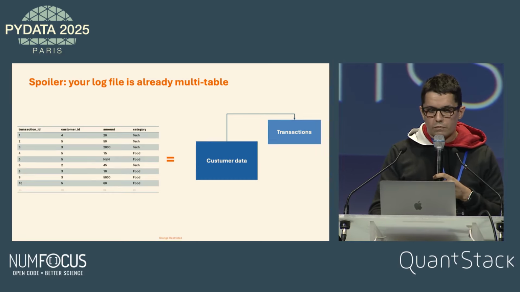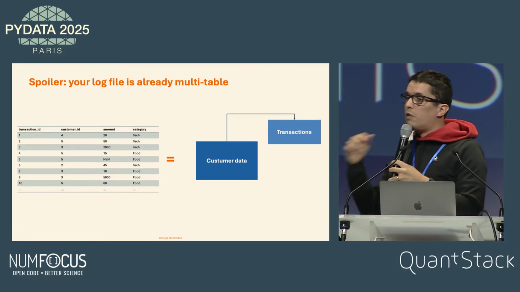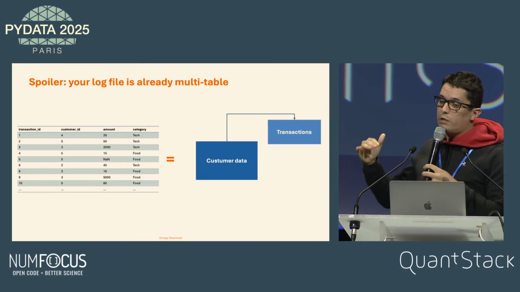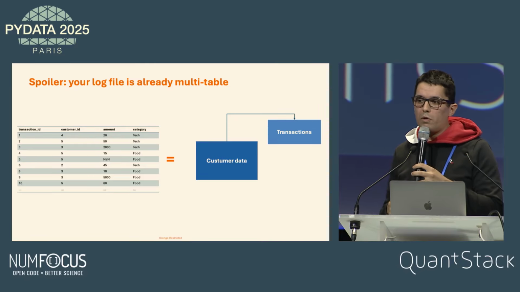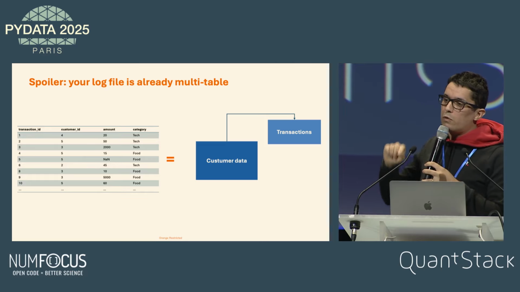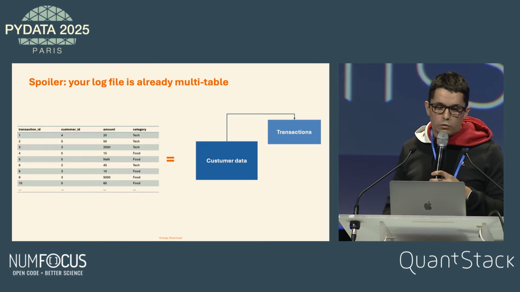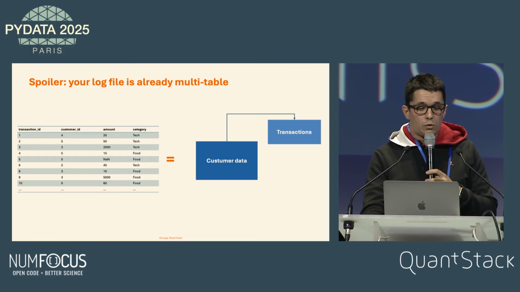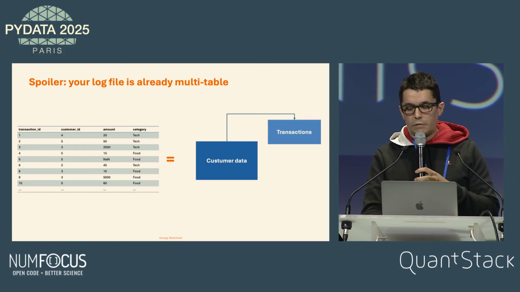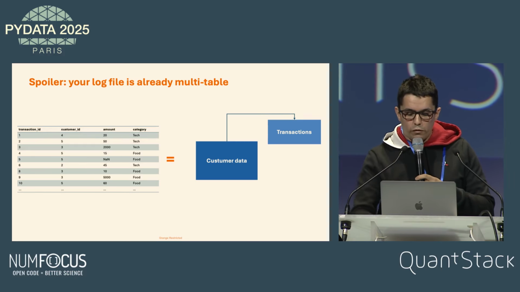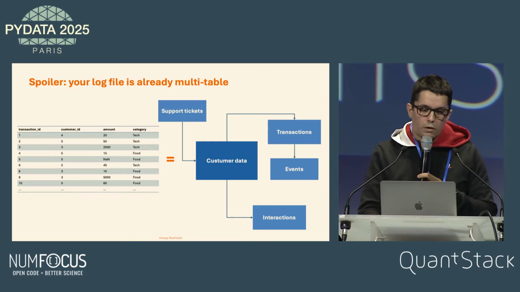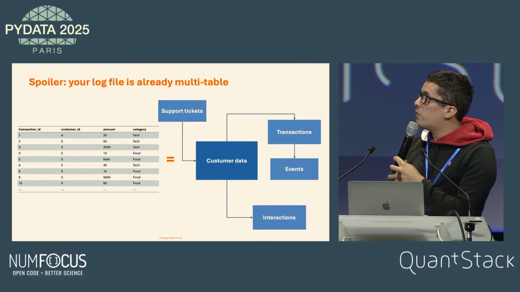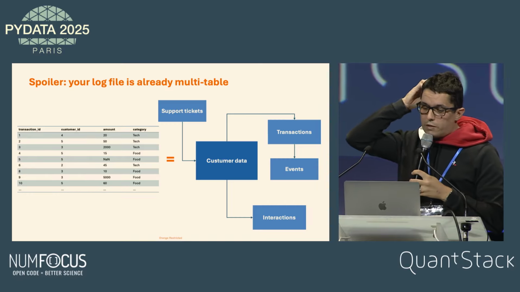In fact, if you put all the customers into a main table so that you have a single row per customer, you can link to a secondary table all the transactions about the customers. So you have multiple transactions per customer. This is multi-table data. And you can go further, of course, because you can add tickets, events, and interactions. So you see that in enterprise, you have a lot of schemas like this.